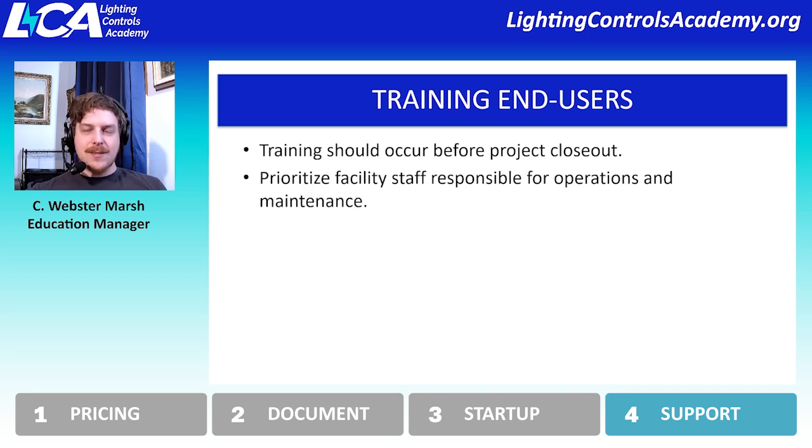It's best to identify the ideal groups that should be trained. It shouldn't just be anybody. It should be the people that are actually going to be interacting with the system. So in some cases, it might be maintenance staff, or it might be a facilities manager. It might even be, say, for instance, a theater, the theater personnel as opposed to the facilities manager.